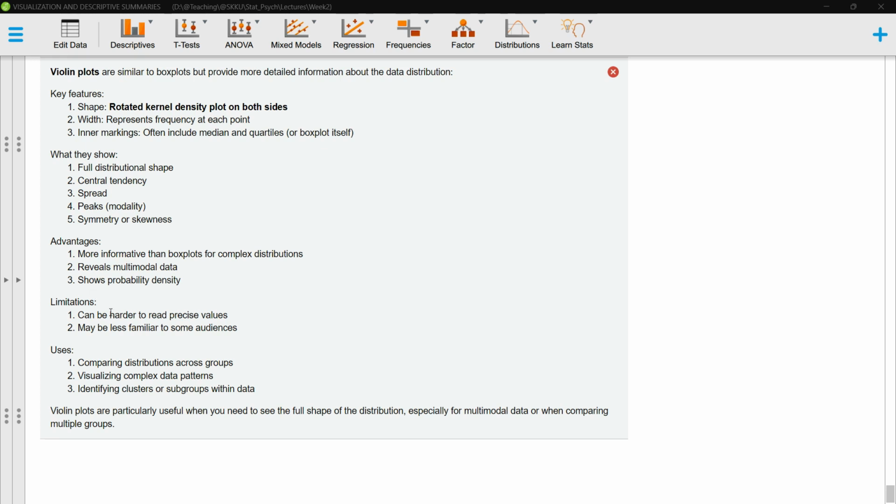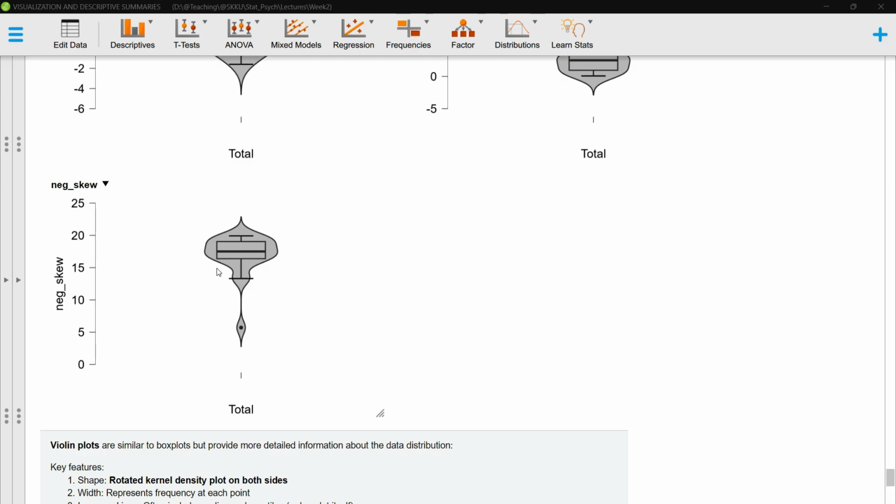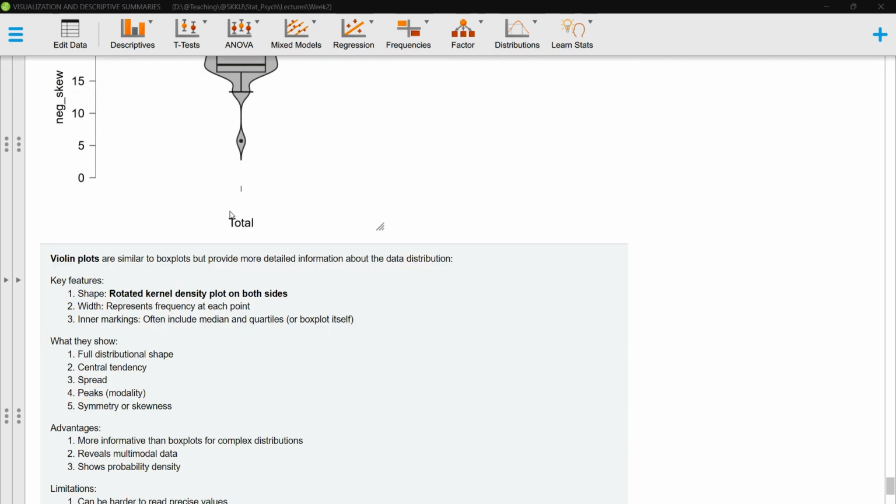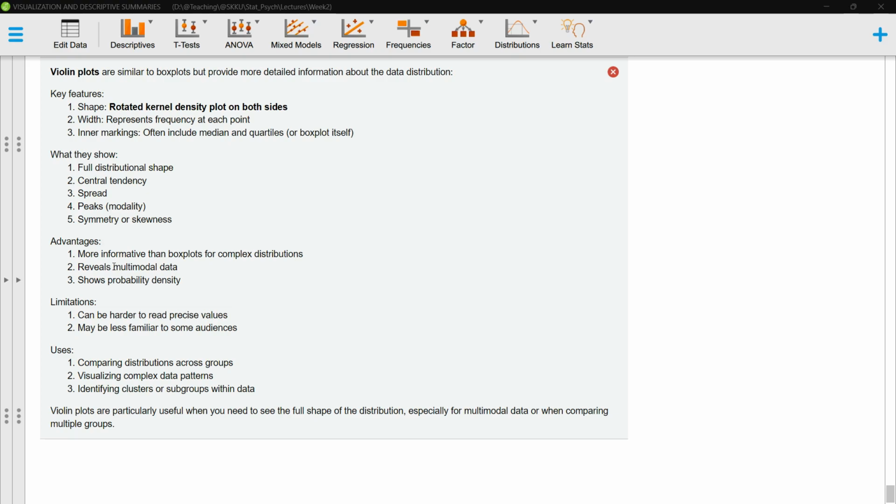And a violin plot shows probability density, right? The kernel smoothing plot is on the probability density. But what are the limitations? A violin plot can be harder to read for precise values, and it may be less familiar to some audiences. But in spite of those limitations, we use the violin plot for these purposes.